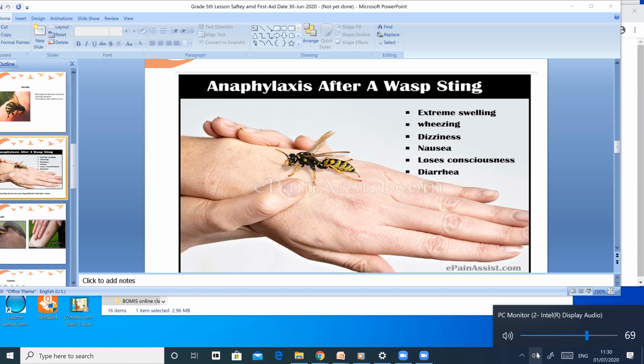No, ma, the sting, when it injects its sting, it will be painful. Swelling will be there when the bee or the wasp bites.